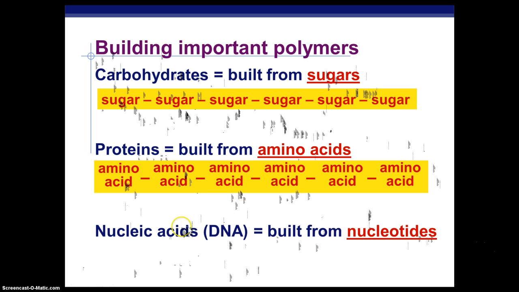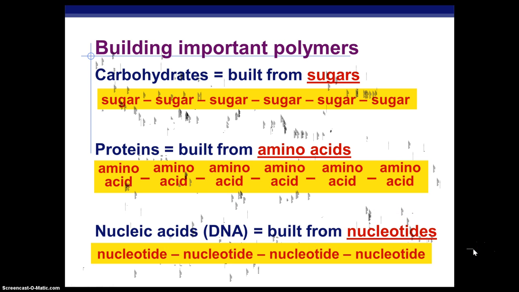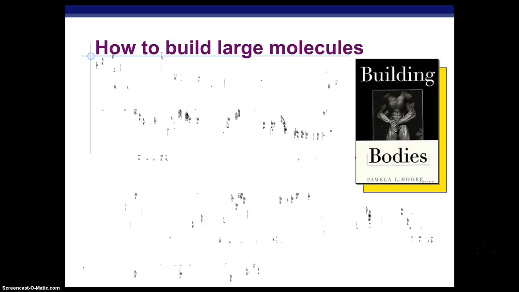And then nucleic acids, you guys have heard of DNA. DNA stands for deoxyribonucleic acid. So nucleic acids are just your genetic information. Those are built from a thing called nucleotides. Put a chain of nucleotides together and you get a nucleic acid. So we're building things, that's all we're doing.